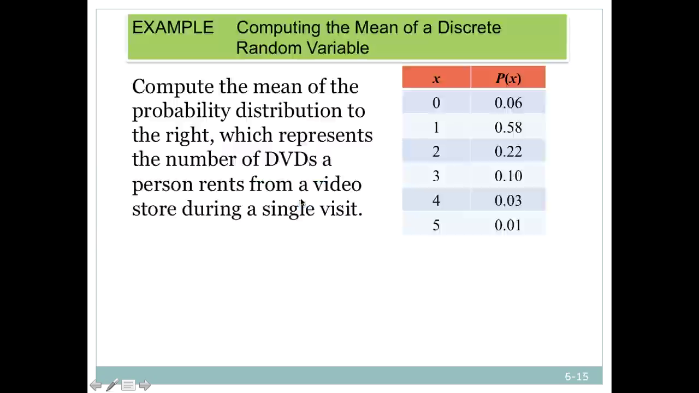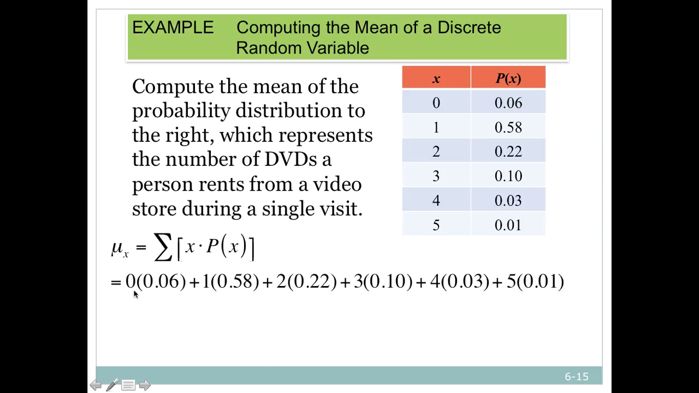This is sigma. So if we take a look at this example here, we have the number of DVDs that a person rents from some video store during a single visit. So we have values between 0 and 5, and then we have these corresponding probabilities right here. So if we want to find the mean of the probability distribution, all we're going to do is take the values of x, multiply it by the probabilities, and add everything up.